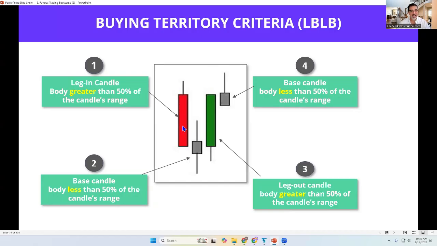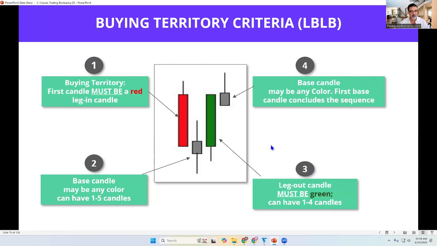Terminology: a leg candle is one where the body is greater than 50% of the candle's range. The range is from the high point to the low point. When the body, open to close, is greater than 50% of the whole range, we refer to that as a leg candle. A base candle is where the body is less than 50%. Okay, so again, leg candles, base candles. Now let's go into the variations of this.